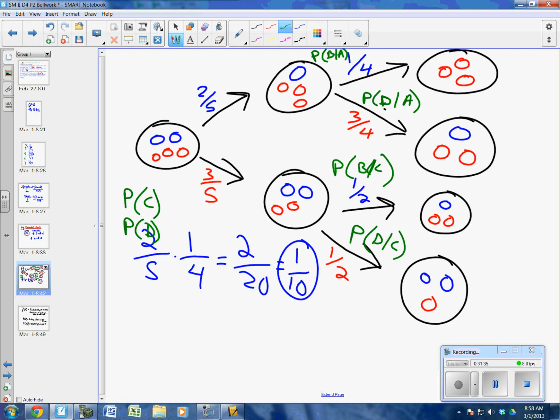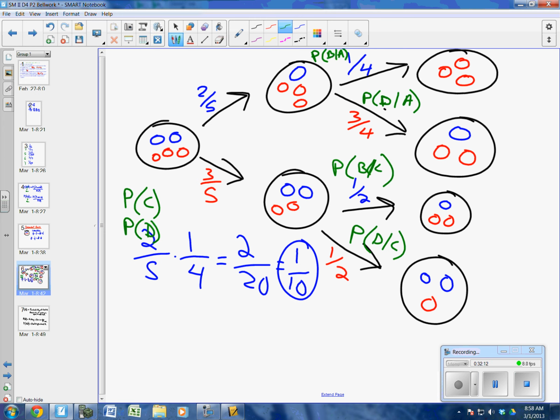How did I get 1/10? Okay, this is the probability of drawing a blue marble the first time, right? That's a 2/5 chance, because 2 out of the 5 marbles are blue. Now, if that happened, there's only 1 blue and 3 red, so the chance of drawing a blue marble is 1/4 on my second draw, right? And when you have successive probabilities in a row, you have to multiply them. So 2/5 times 1/4 equals 2/20, which reduces to 1/10. Got that?